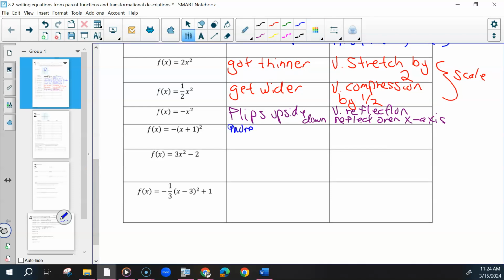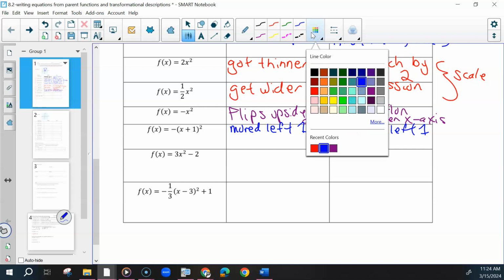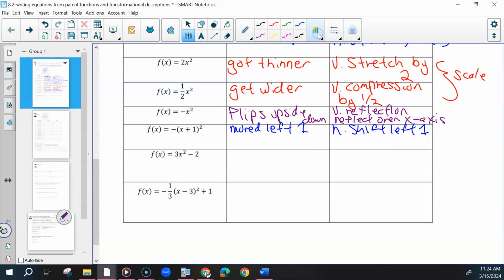So move left one. That would be a horizontal shift to the left one. Or it was horizontally translated left one. And it flipped upside down. And that would be a vertical reflection, or a reflection over the x-axis.